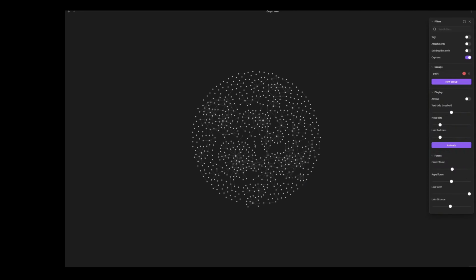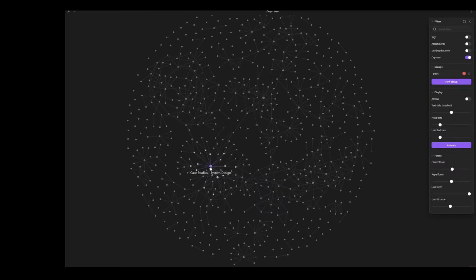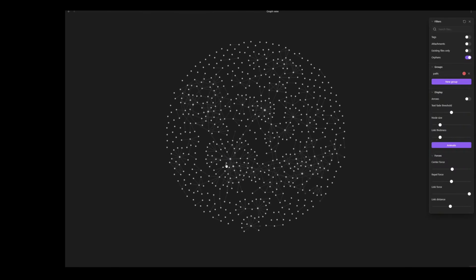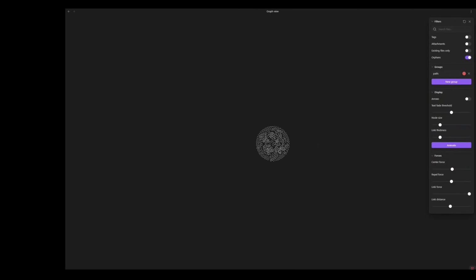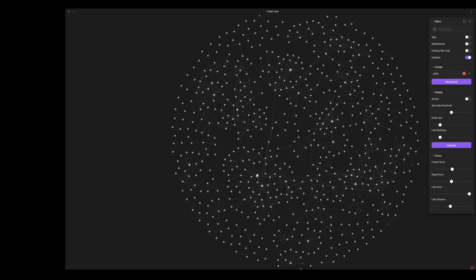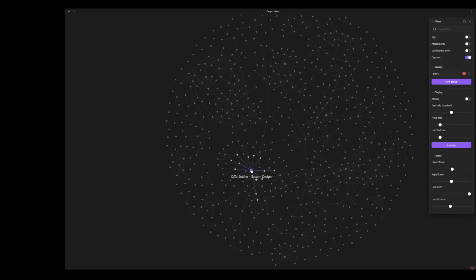And that's what I set out to do. And behold, the second brain, 600 nodes of pure interconnected brilliance. It's majestic, but it's also useless. It's impossible to find anything in here.